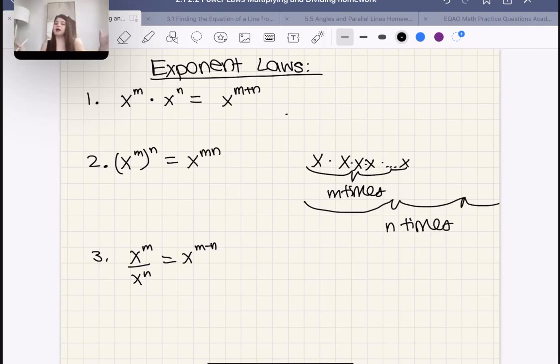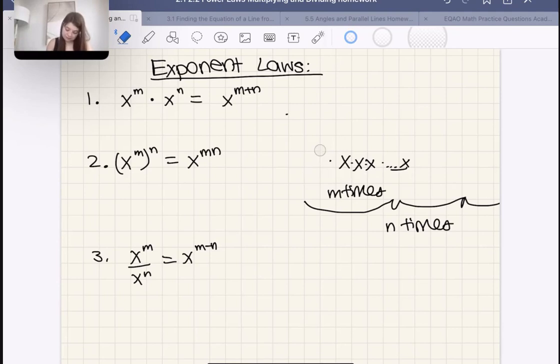So we're multiplying them together. We're taking however many x's we have from it being raised to the power of m, and then we're doing that two more times if n is 2, or three times if n is 3, or four times if n is 4, and so on. So it's the same as just multiplying those exponents.